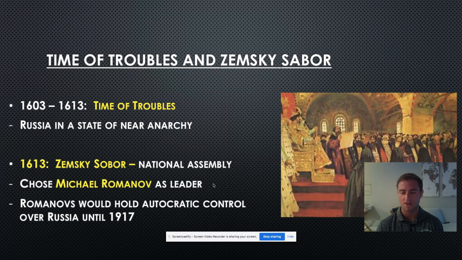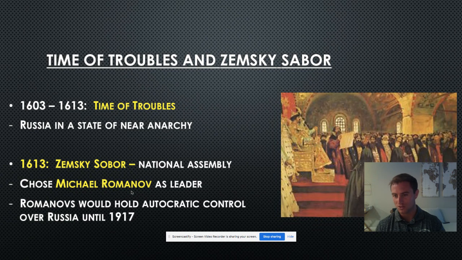Russia is in this state of near anarchy. At the Zemsky Sobor, a national assembly, the boyars from the entire country come together and decide that Michael Romanov will be their new leader, their new czar. And this starts the Romanov family ruling Russia, and it will go from this moment, 1613, all the way until the Bolshevik Revolution in 1917. The Romanovs will rule Russia.